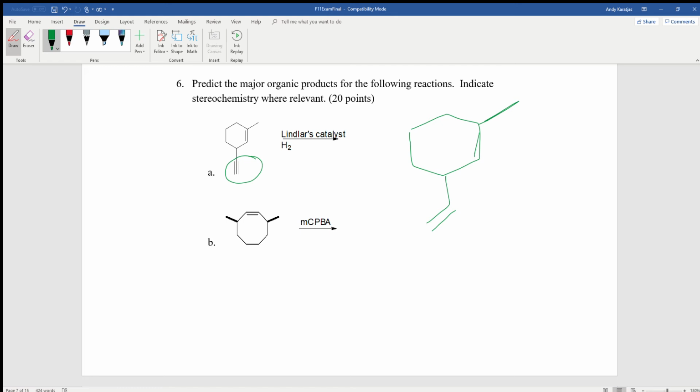Part B is an mCPBA oxidation of an alkene, and if you recall, mCPBA oxidizes alkenes to give us epoxides. So the rest of our molecule remains untouched, and then the alkene turns into an epoxide. In this molecule, it's most likely that the epoxide would form on the opposite face of the two methyl groups based on steric considerations.